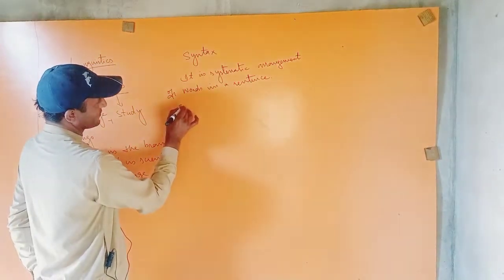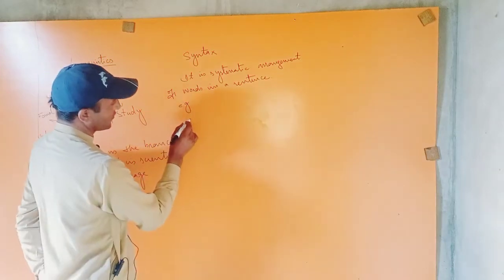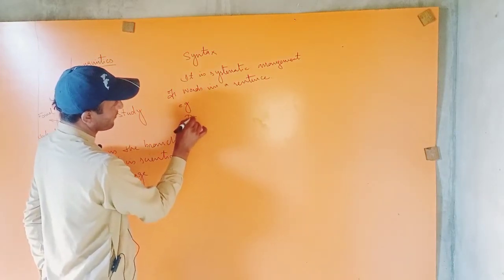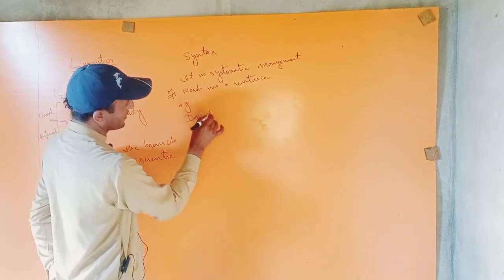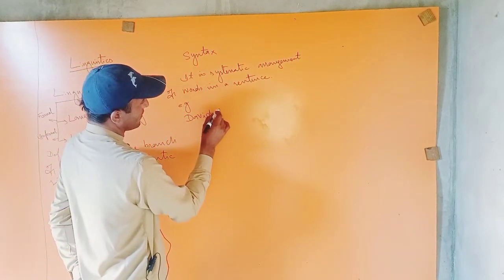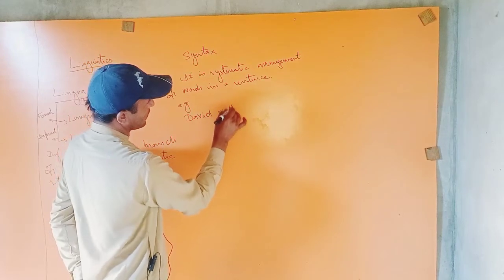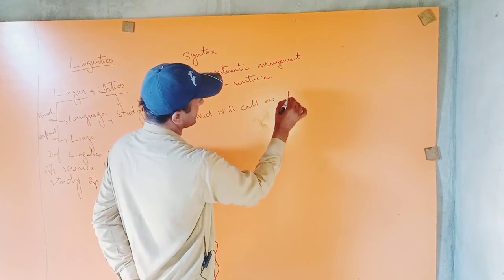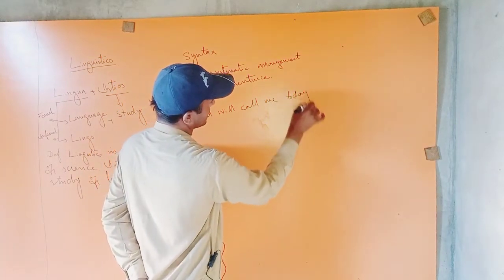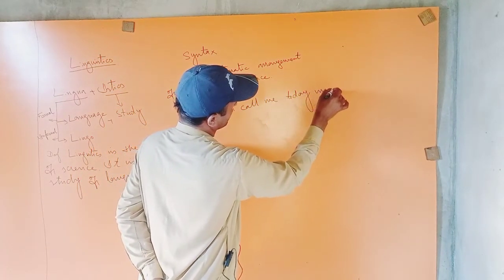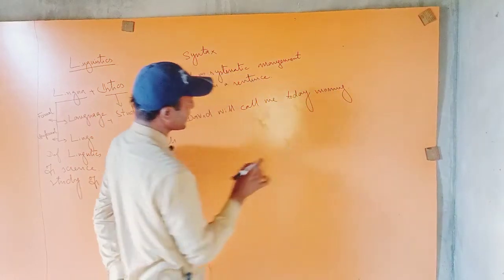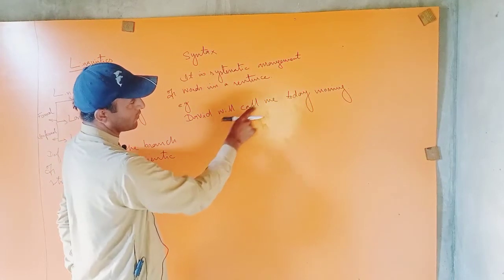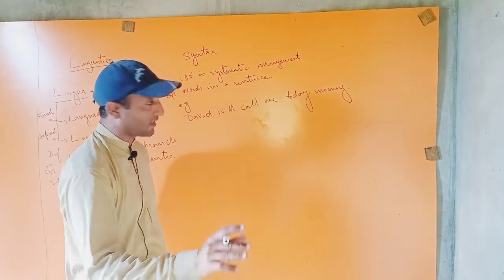Suppose I say, "David will call me today morning." This is a syntactically correct sentence because this is a subject, this is a verb, this is an object, and so on. So this is the structure.